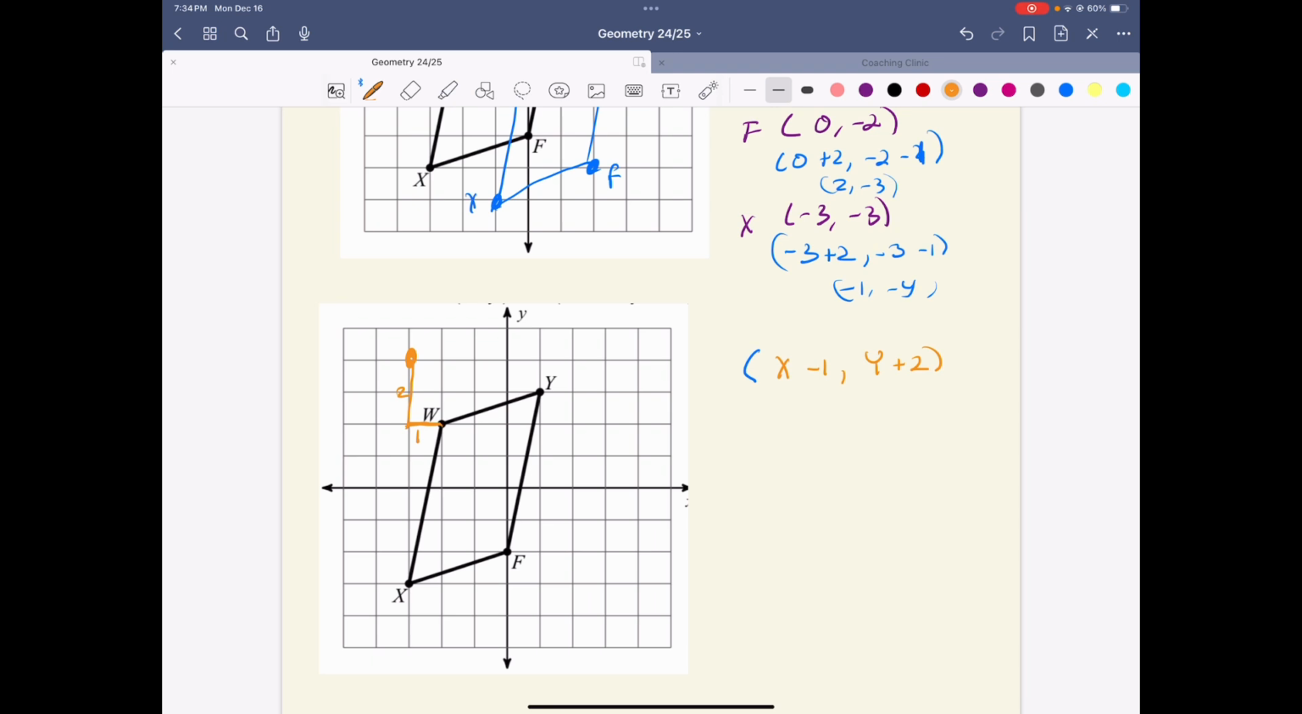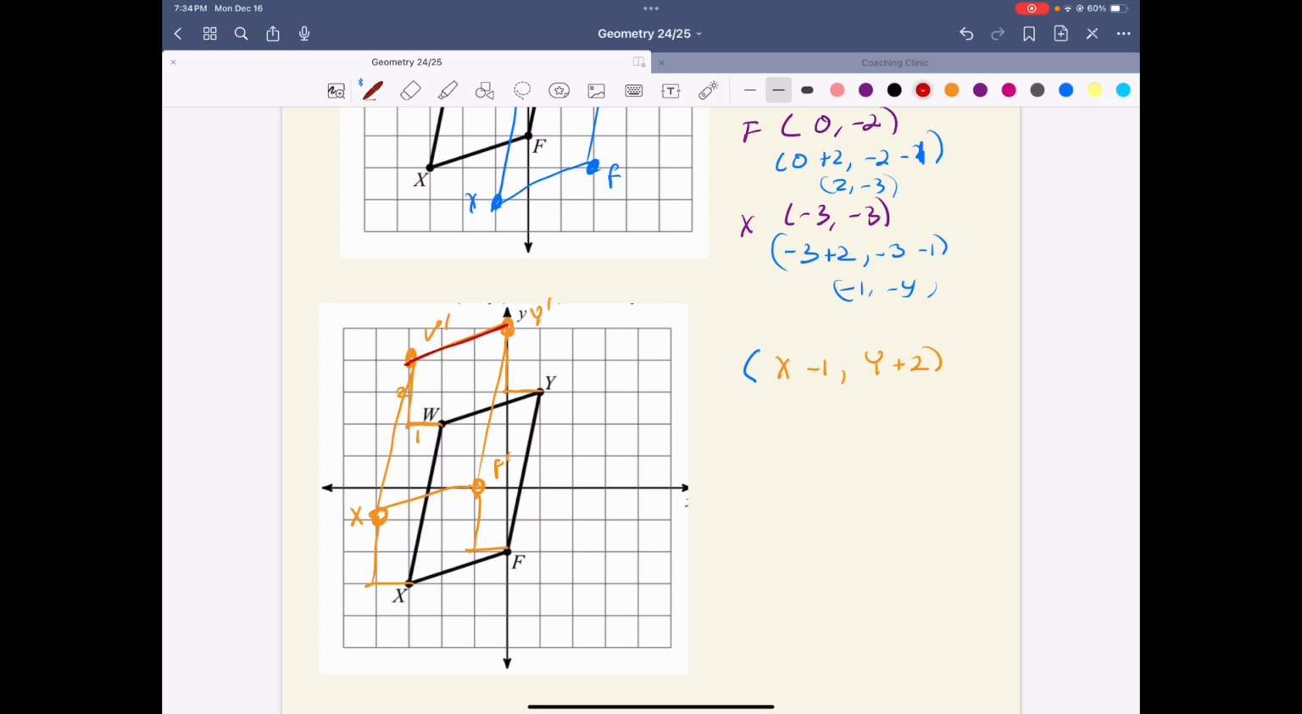Now each of my places are going to do that. 1 up 2. There's my new y. F is 1 up 2. There's my new f, and 1 up 2. There's my new x. So there's x prime, there's f prime, there's y prime, and there's w prime. And so those are all my new points. There, there, there, and there.